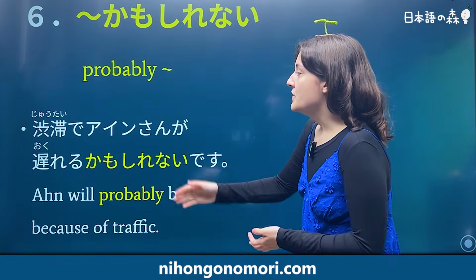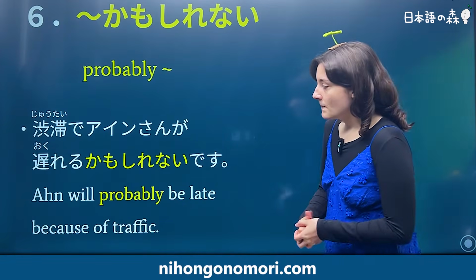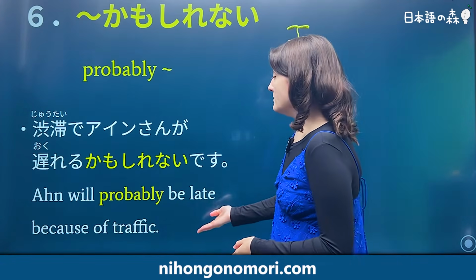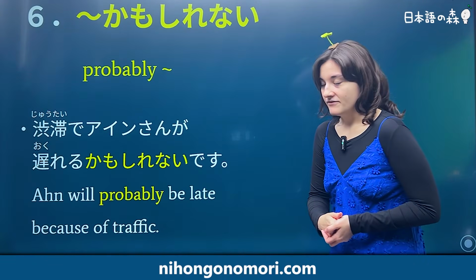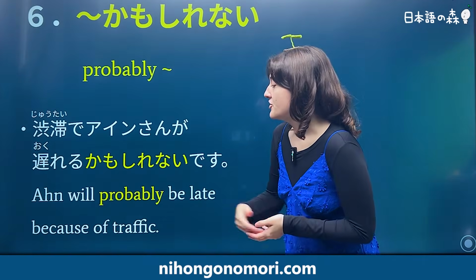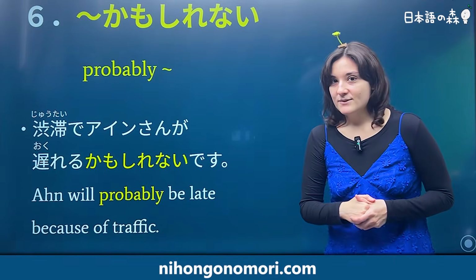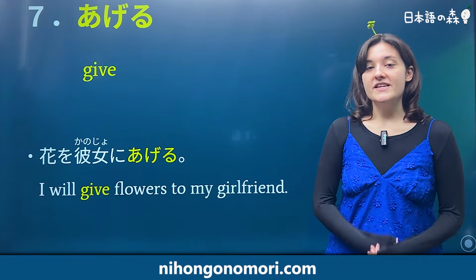You have here, 渋滞でアインさんが遅れるかもしれないです. Ain will probably be late because of traffic, right? So we know that traffic is happening and we know she isn't here yet. So probably she's going to be late because of that traffic. 遅れるかもしれないです.